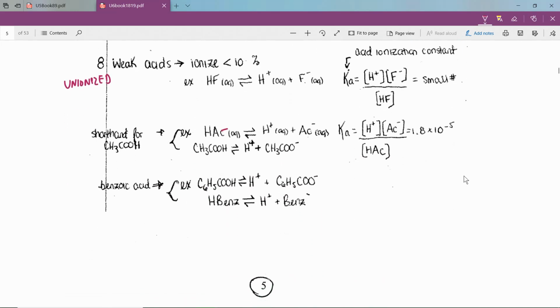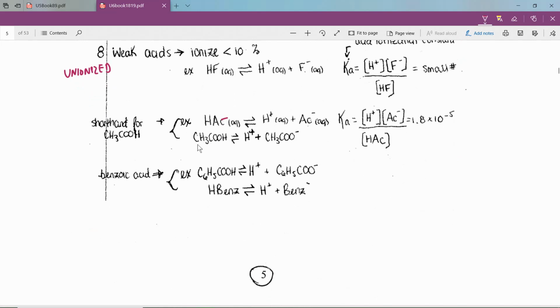Here I threw in an organic acid because all organic acids are weak acids. Well, I looked at acetic acid, that's organic, but so is benzoic acid. The salt of benzoic acid, benzoate, sodium benzoate, is used in preservatives for various beverages and jams and jellies.